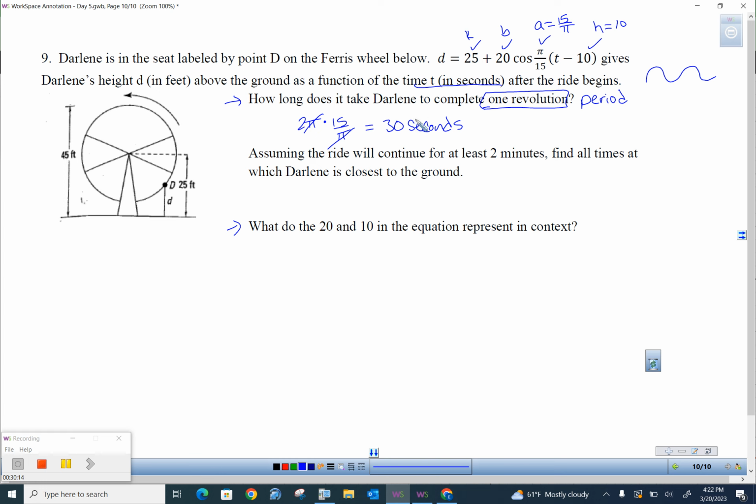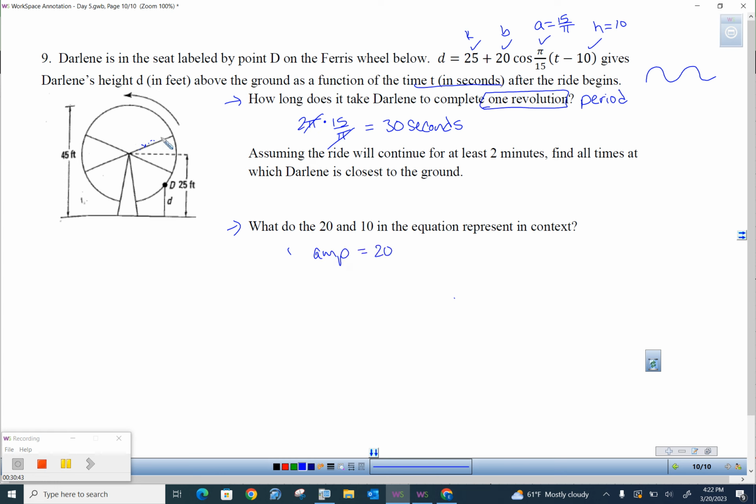Okay, so now that we have that, we're going to skip down to this bottom one. It says, what do the 20 and the 10 represent in context? Okay, so this is not on the graph what it means. It means in context to this wheel, what do they mean? So I know the 20 is the B value. I know that's the amplitude. But what does that relate to on the wheel?